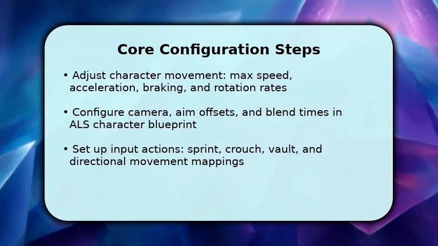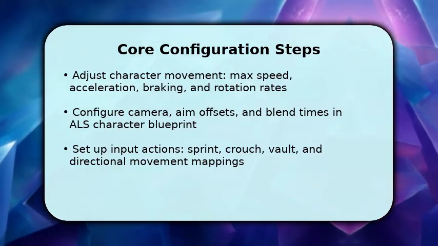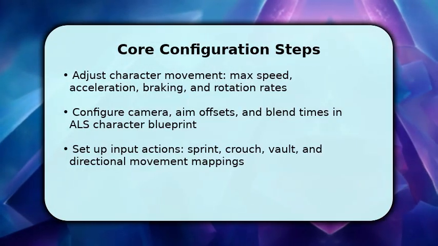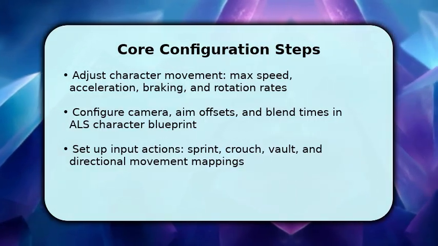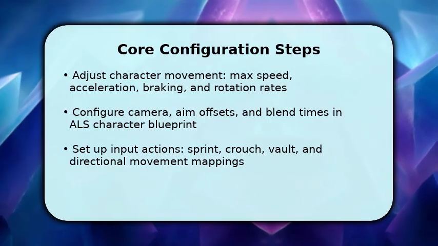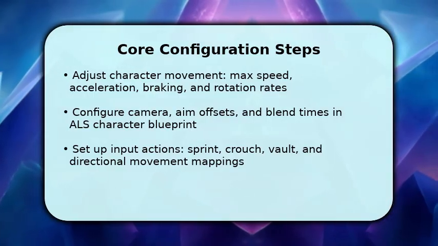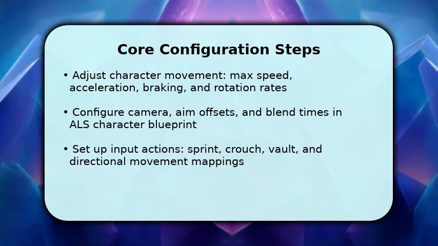Next, wire aim offsets and animation blend times to prevent popping. Then map sprint, crouch, vault, and directional inputs in project settings. Test each action in PIE. Once you've iterated, lock in values and finish by integrating your animation assets.